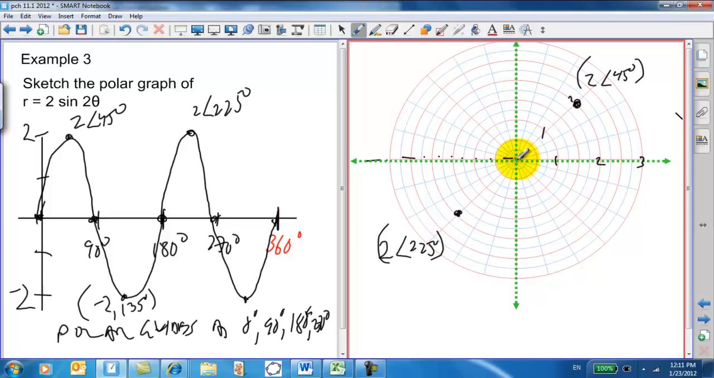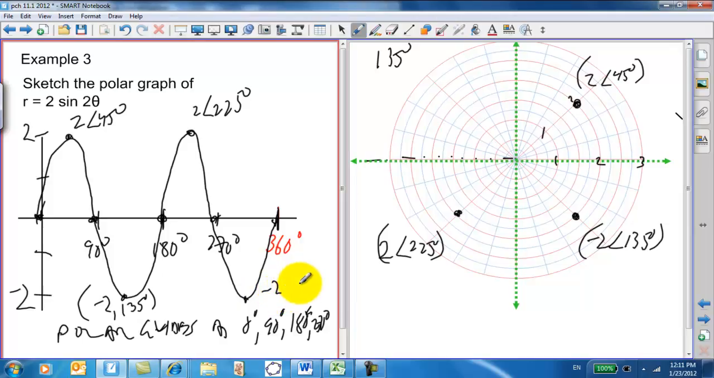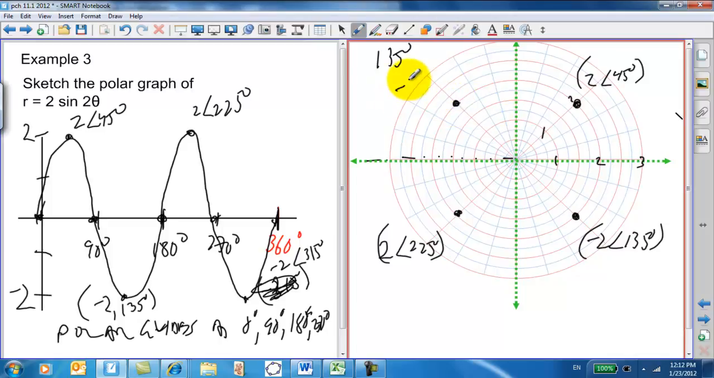Now check out where this shows up. Here's the 135, but negative 2 will actually be down here. Negative 2 at an angle of 135. And this is negative 2 at an angle of 315. 315 is down here, but negative 2 is going to put it back up here. So this is negative 2 at an angle of 315 degrees. That's that negative magnitude coming into play there.